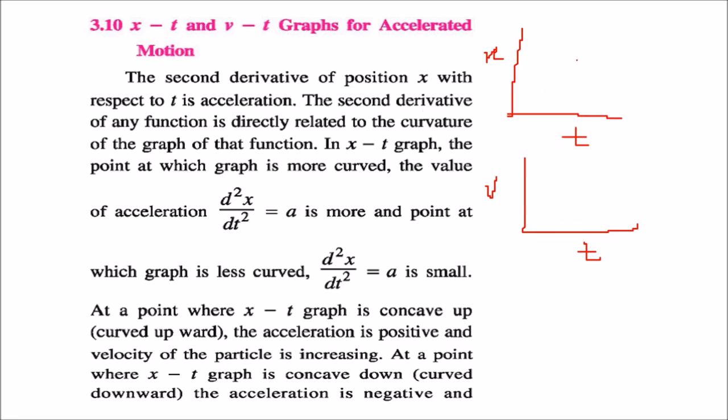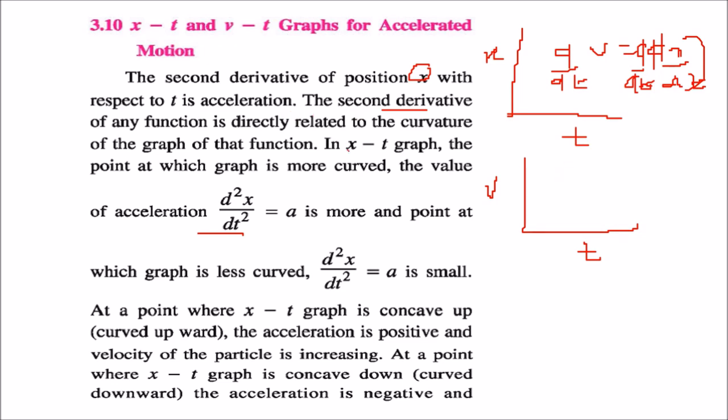dx by dt is V. We know that V is dx by dt. And the second derivative of this position x with respect to time is acceleration, that is dv by dt. That is double differentiation, d by dt of dx by dt, which is d2x by dt square. So the second derivative of any function is directly related to the curvature of the graph of that function.